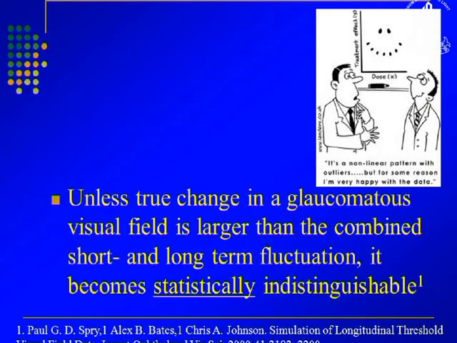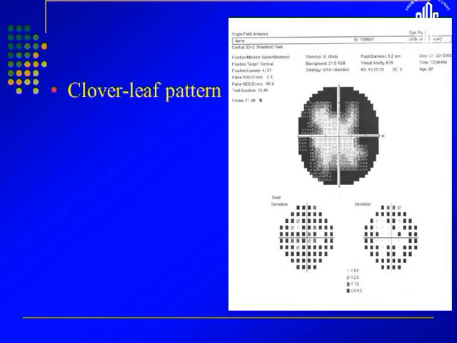Unless a true change in a glaucomatous visual field is larger than the combined short and long-term fluctuations, as we discussed, it becomes statistically indistinguishable. Some of the common artifacts which we can encounter in a single field printout or in the follow-up printouts could be as follows. It could be a clover leaf pattern because of the centering of the 4 cardinal points first. After that, the patient becomes inattentive and you find a clover leaf pattern.